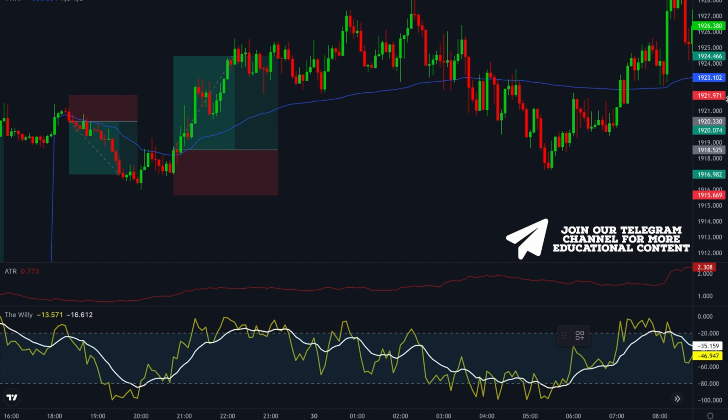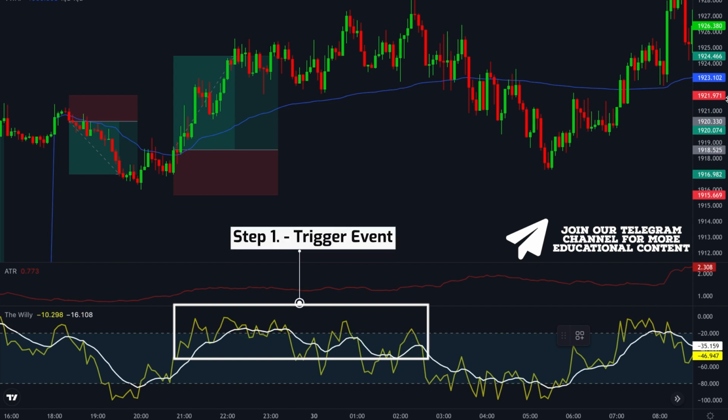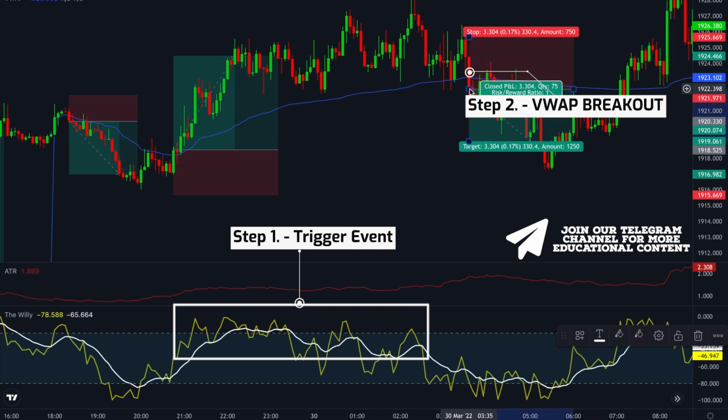As you can see at this point, the Williams line is now overbought, and then it drops below the EMA line. So once again, our trigger event for the short trade entry has been completed. Now we need to wait for the VWAP breakout, and here it is. We have a beautiful VWAP breakout candle right here, and we enter the trade short right on this candle.